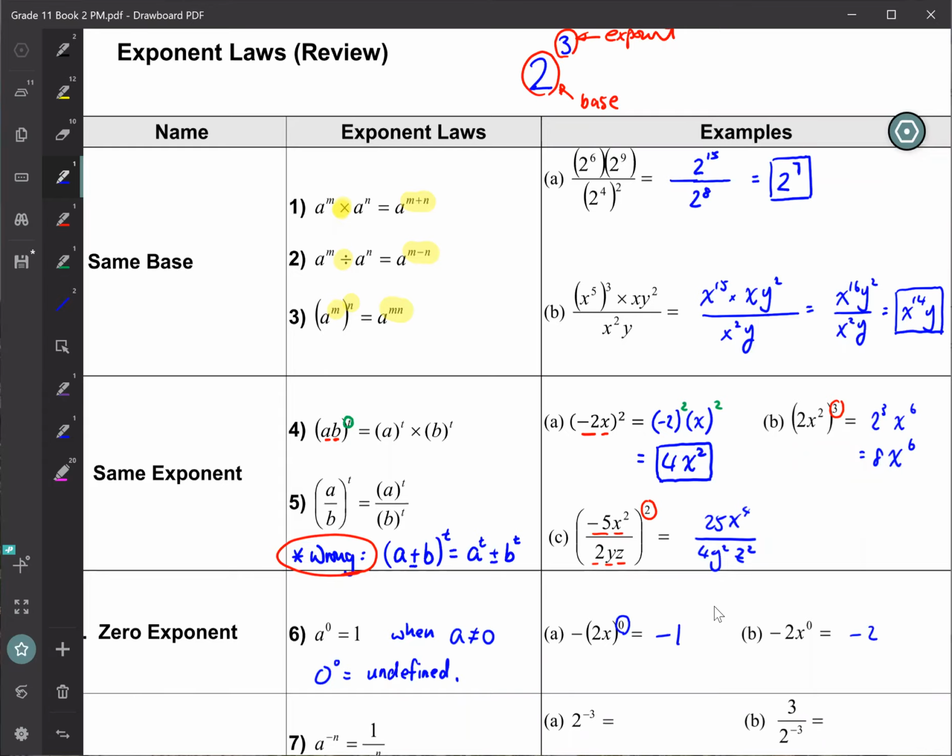Okay, so all you need to do is just focus on the exponent, and find out what's the base for that exponent. The base for the first one is 2x, so this whole thing becomes 1. And then you just add a negative for it. For the second part, the 0 exponent is only for the x. So the 2 is untouched, 2 will just stay there. So it becomes -2 times 1, and that's why it becomes -2.